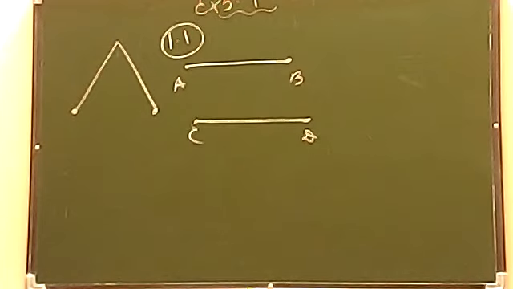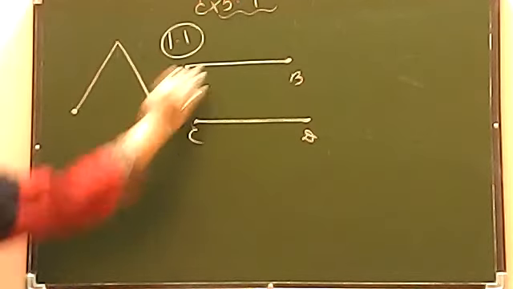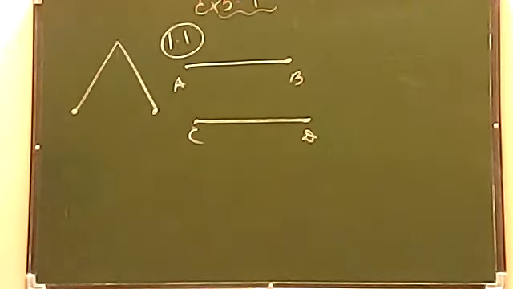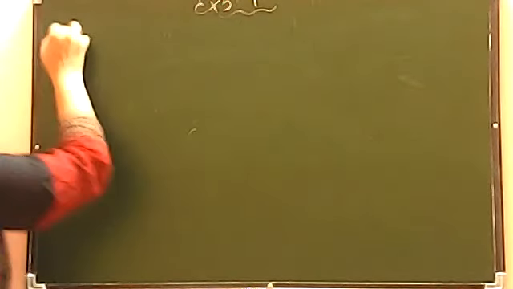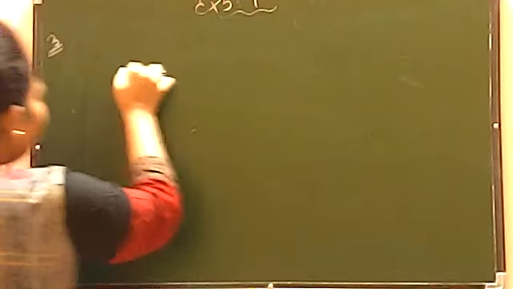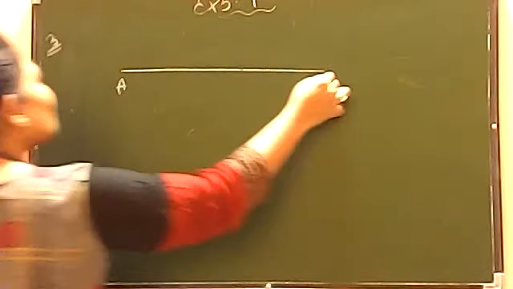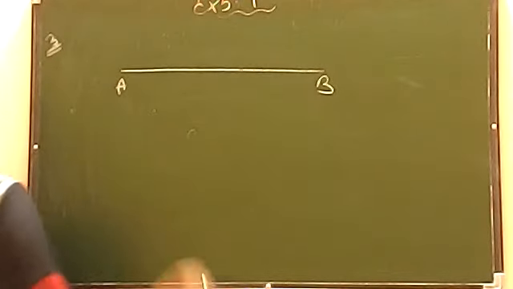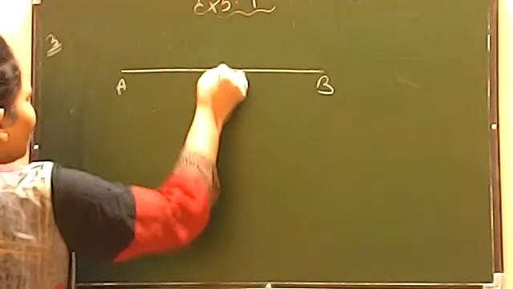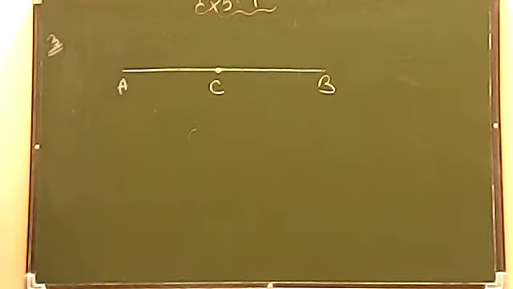Now the third question. You have to draw a line segment, say AB. I am showing you how to do that. We have a line segment AB. Then it says, take a point C lying between A and B. You have to take any point C which should be between A and B. It should not be exactly in the middle. You can take it anywhere from A to B.